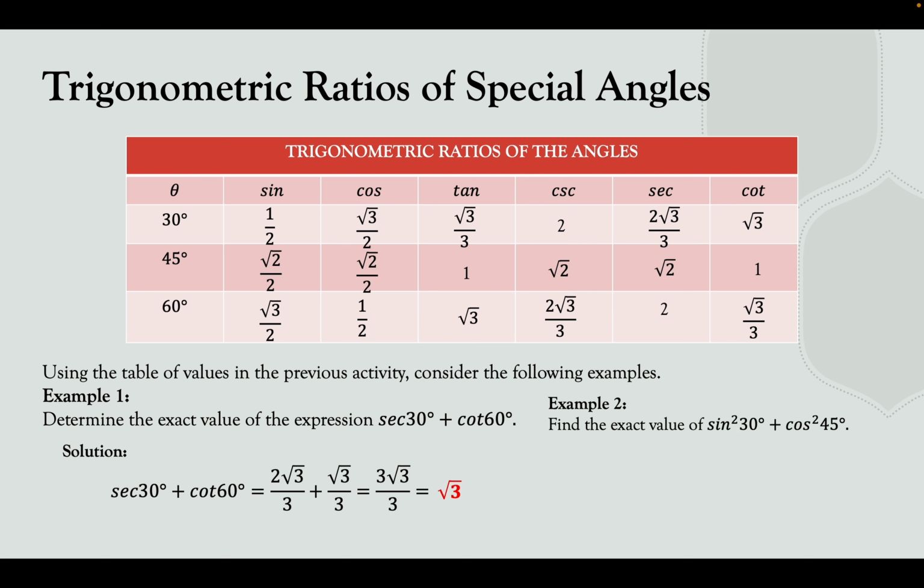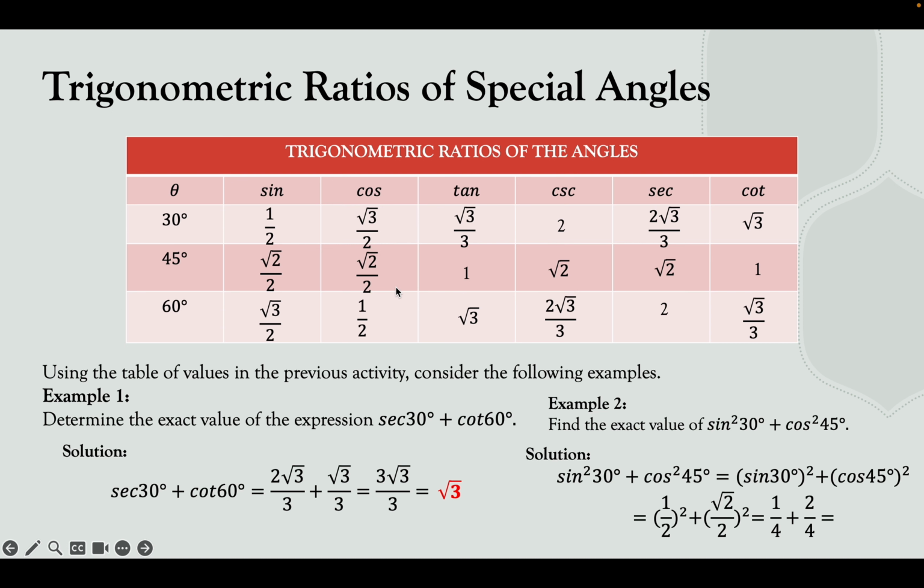Example number 2, find the exact value of sine squared 30 degrees plus cos squared 45 degrees. In this case, you just need to square sine 30. So sine 30 squared plus cos 45 squared. What is sine 30 squared? You look at the table. So we have 1/2. And then cos 45, we have square root of 2 over 2.